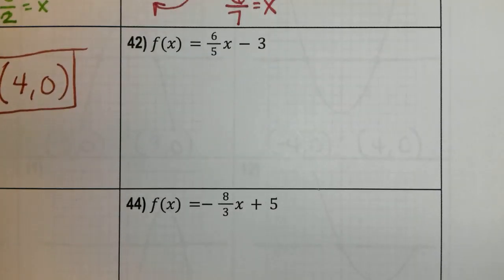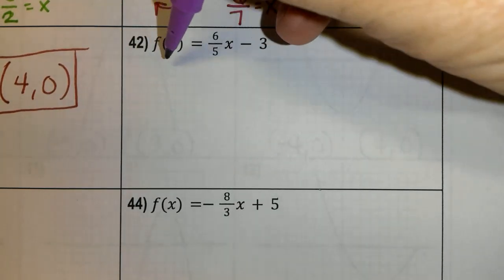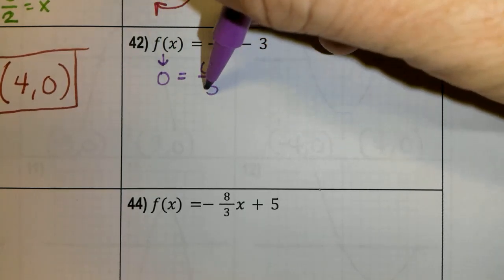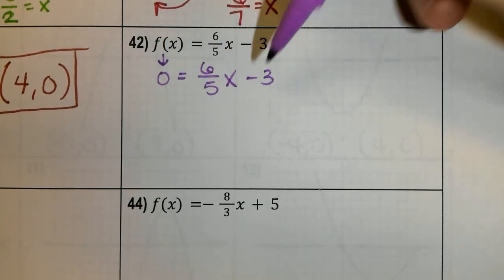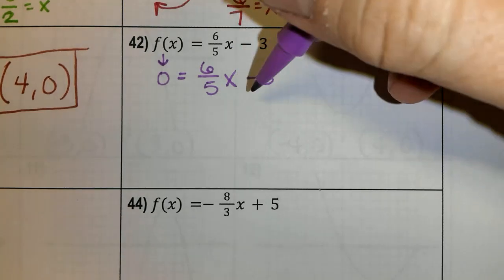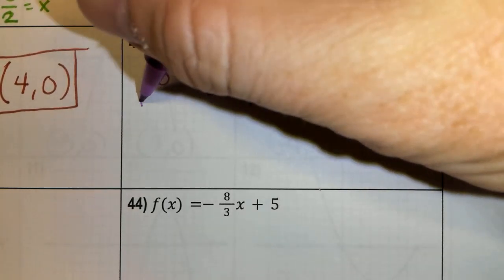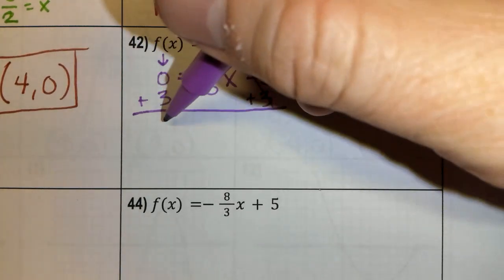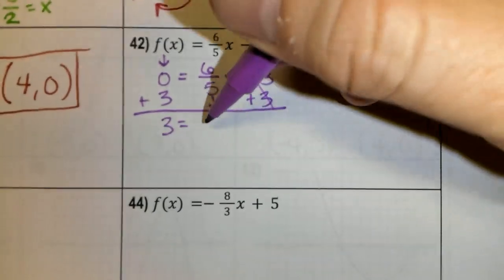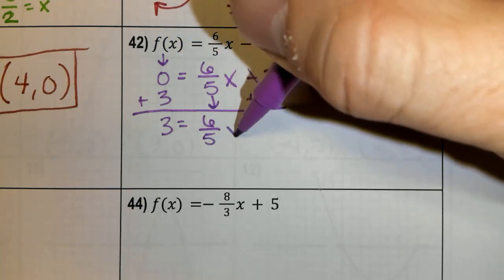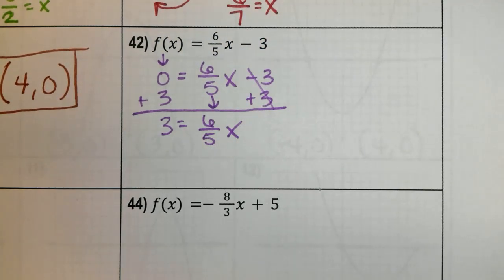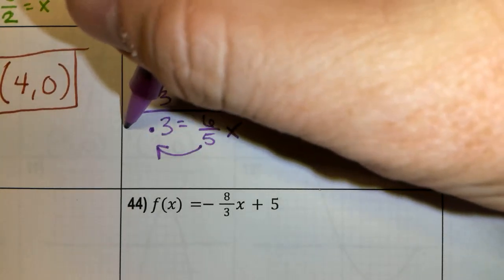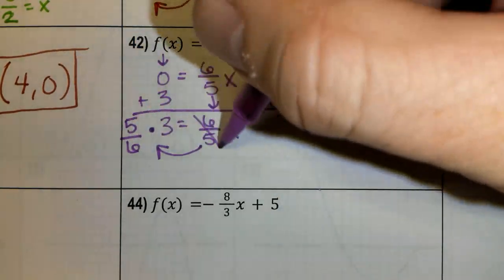42. F of x becomes 0. Everything else is the same, just like the steps in this problem. Move the number, plus 3 on both sides. 0 plus 3 is 3. Bring down my x. Okay. Divide by coefficient, which is a fraction, so I'm going to multiply and flip, because fractions flip when you divide.